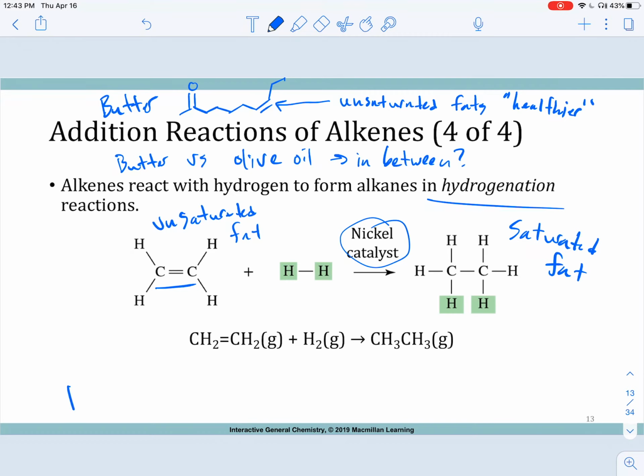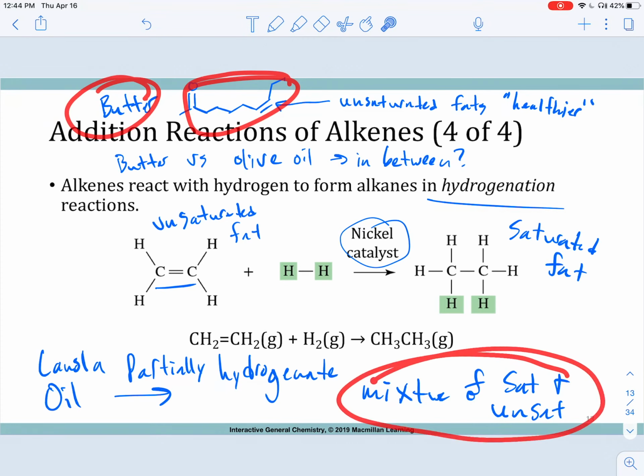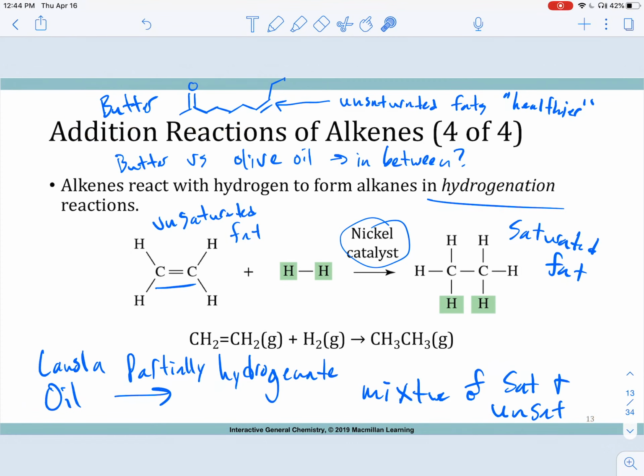But in the food industry, they'll take something like oil, whatever it is, maybe canola oil, and partially hydrogenate. So at the end, you have a mixture of saturated and unsaturated fats. And that's like more of a spreadable margarine type of system. So Crisco or margarine, those spreadable butters, it takes properties of butter and oils, and you make this partially hydrogenated mixture of something like, say, canola oil or olive oil, something like that.